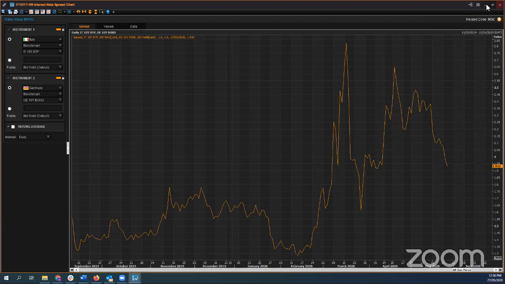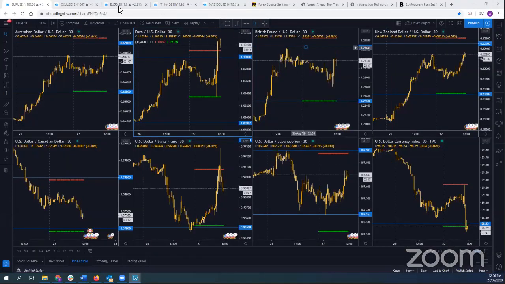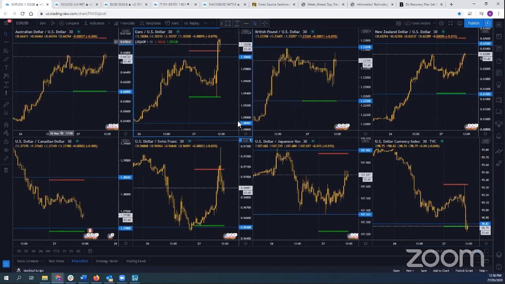So it is possible, but I'm not 100% sure how we get to that one. For me, it's just easier to do it on TradingView. But of course, if you don't have TradingView, then you can definitely do it on Zenith.